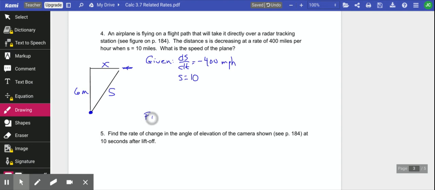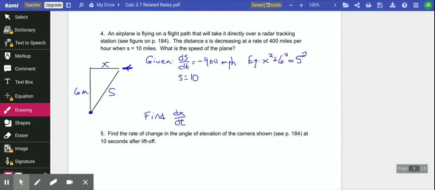And we are asked to find the speed of the plane. So the plane's up here and it's moving that direction. So the speed is going to be the rate that x is changing, so dx dt. So this is what we've got. Next thing we need is an equation that pulls this all together. So this is a right triangle, so it's going to be Pythagorean theorem. We have x squared plus 6 squared equals s squared. That 6 is a constant because the airplane is at a constant height.